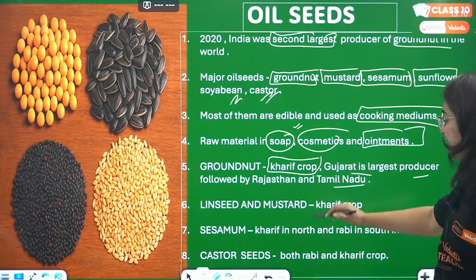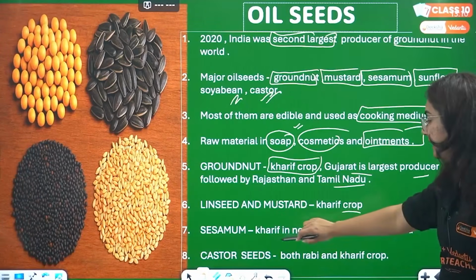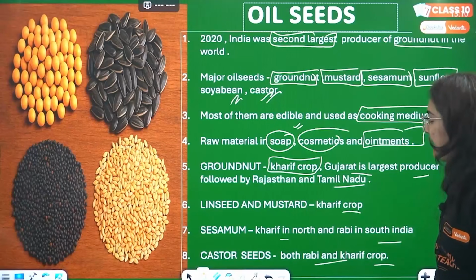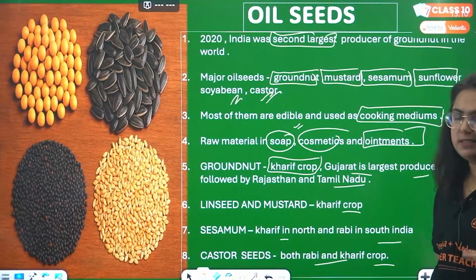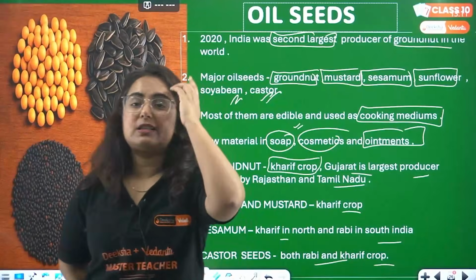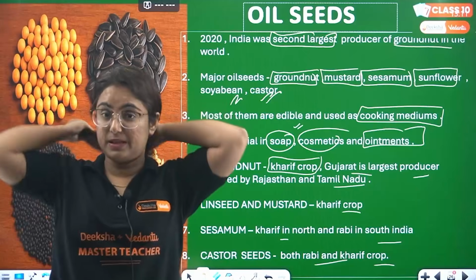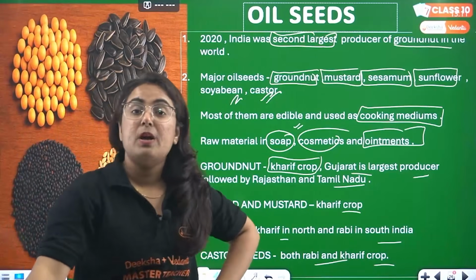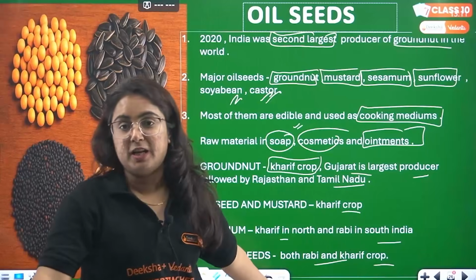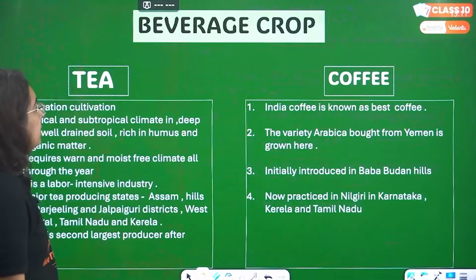Then we have linseed and mustard, which is also a kharif crop. Sesame, again kharif in north and rabi in South India. Castor seeds, both rabi and kharif. It can be grown in both seasons, that is kharif and rabi. A question can come in a way: which among the following oil seeds is both a rabi as well as a kharif crop? Remember, it is castor seeds. Okay? So this is the information regarding the oil seeds.